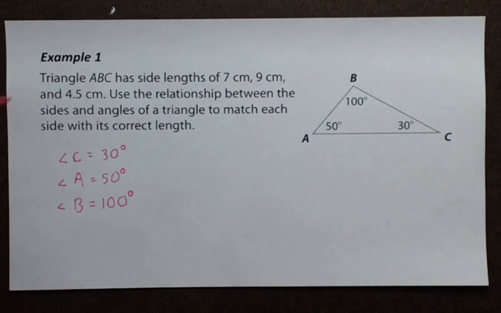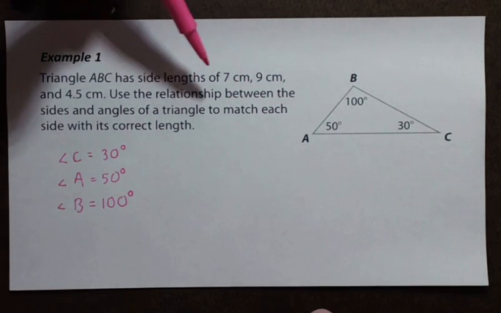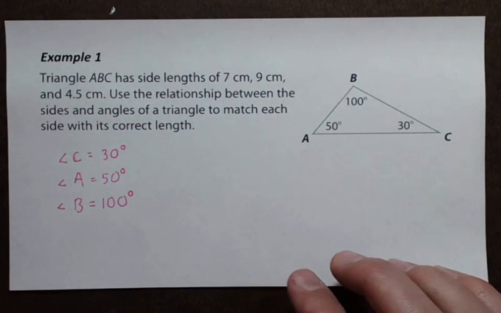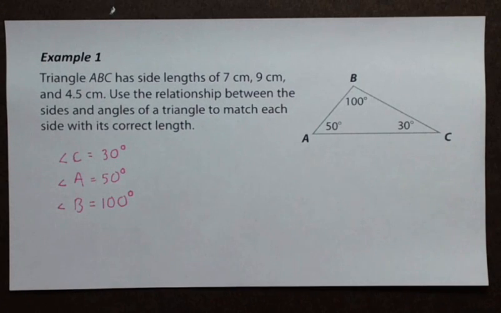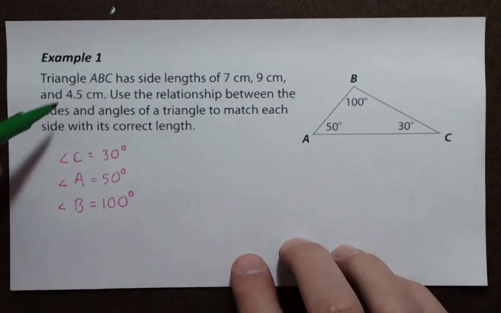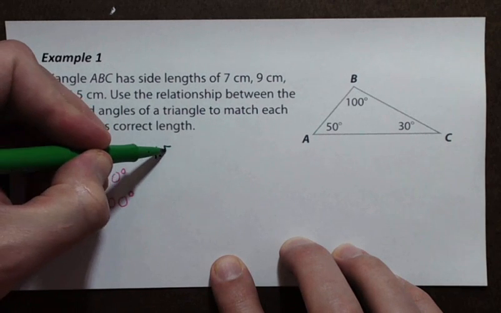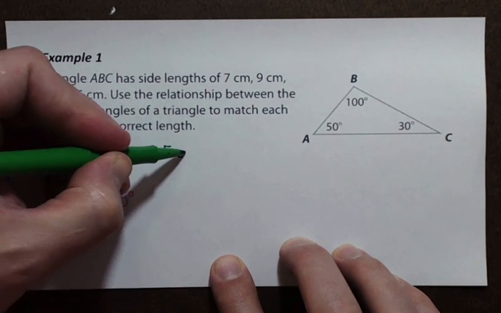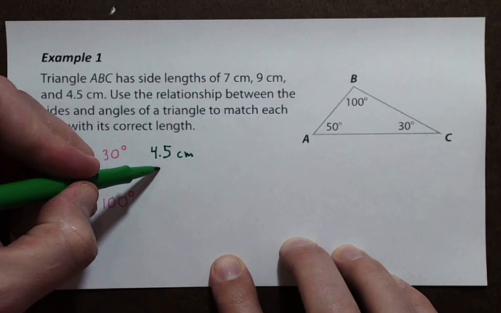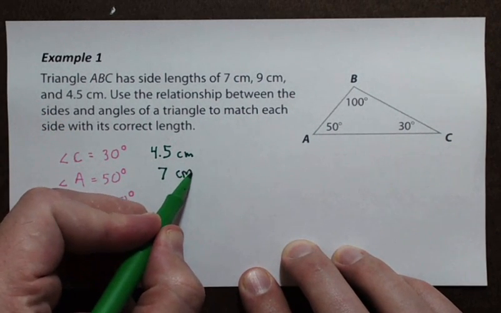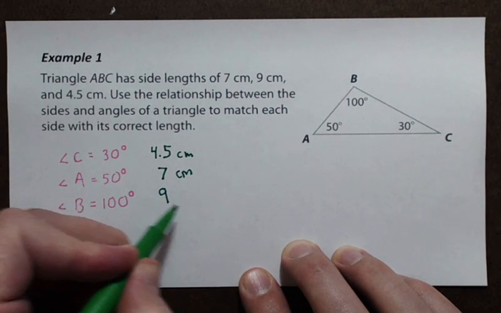Okay, now we're going to take the measurements that were listed up here, and we're going to write them in order from least to greatest. Okay, so the least of the measurements is 4.5 centimeters. So I'm going to put 4.5 centimeters. Then 7. Then 9 centimeters.